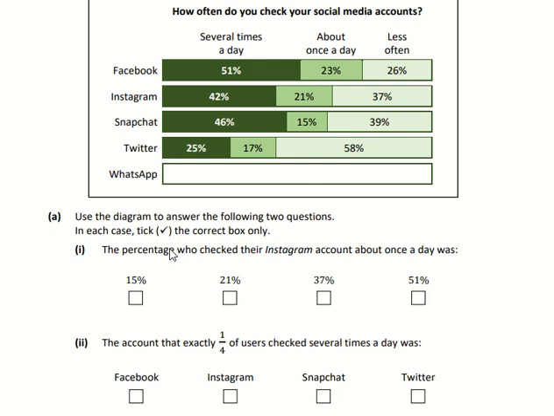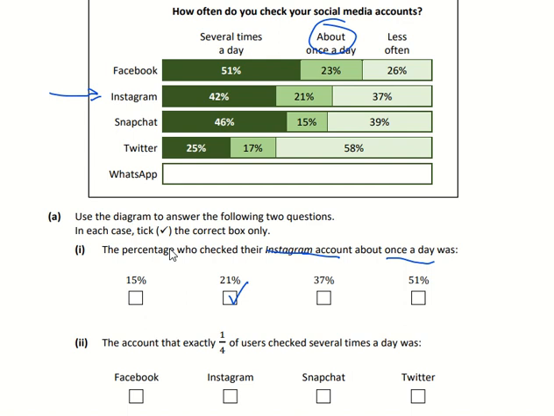Hi folks, this is question 5. Now for part A we need to interpret this graph. The percentage who check their Instagram account once a day, we have to look out for once a day here, and Instagram account. And in the diagrams it's going to be in here somewhere, so that's Instagram account, and then once a day is the middle values, so it's the 21% here, so 21% is what we need to take off.